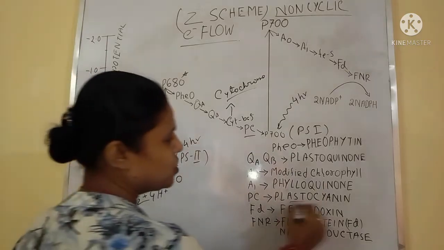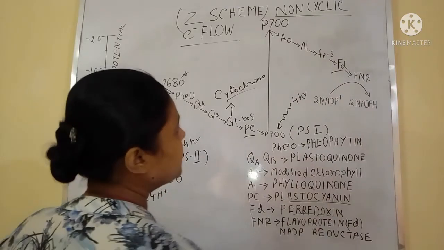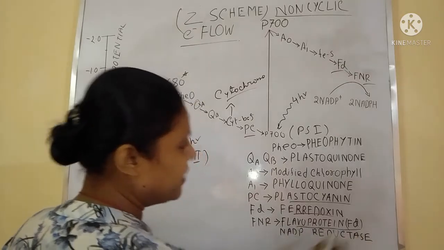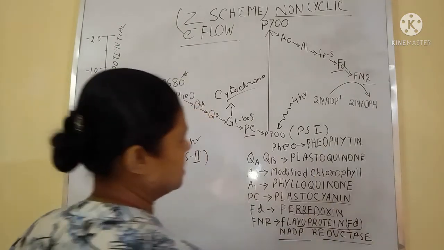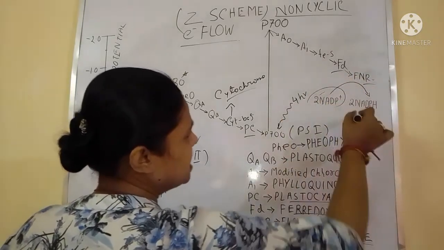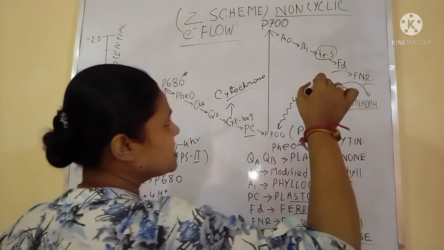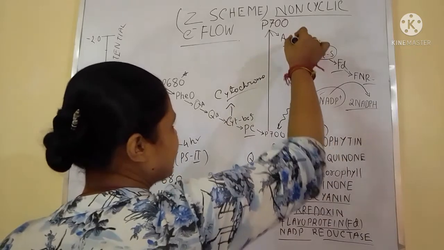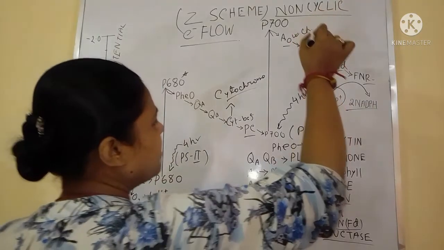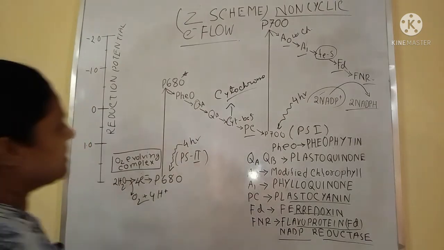PC means plastocyanin. There is FD, which means ferredoxin, and FNR means flavoprotein NADP reductase. This is one kind of enzyme that helps in the transformation of NADP plus into NADPH. Clear? And this is the FeS complex, that is iron sulfur complex, and A0 is the excited state of the chlorophyll. And A1 is the phylloquinone. Clear? Then we see what happens here.